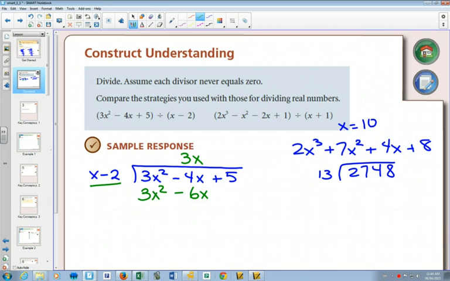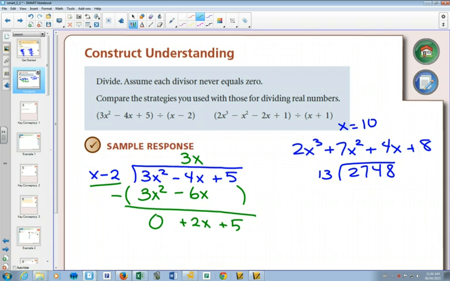And what we're going to do is subtract that, just like we subtracted before. And that will leave us with 0 x squareds left. But negative 4x minus a negative 6x will be plus 2x. And then 5 minus nothing would still be plus 5. Now, what would you have to multiply an x minus 2 by to get a 2x?